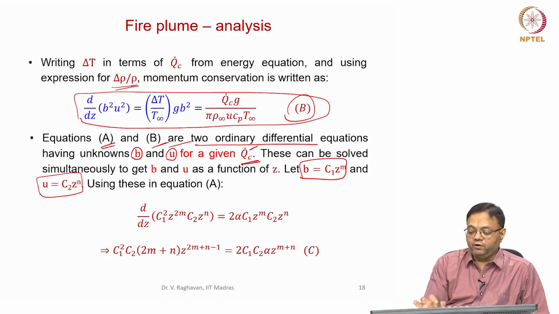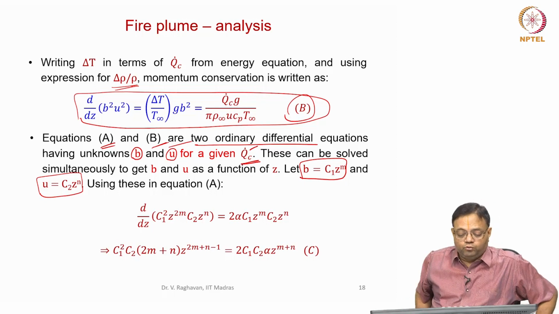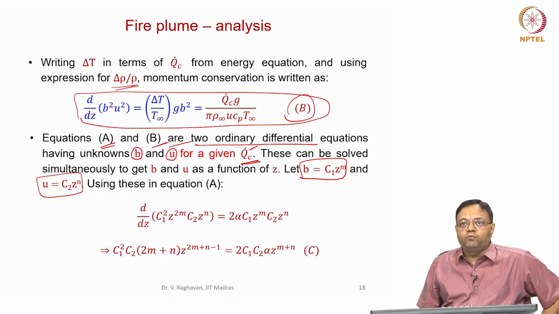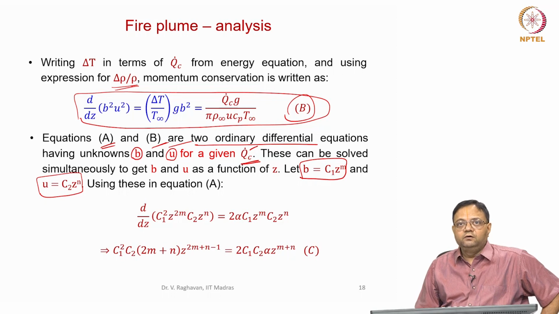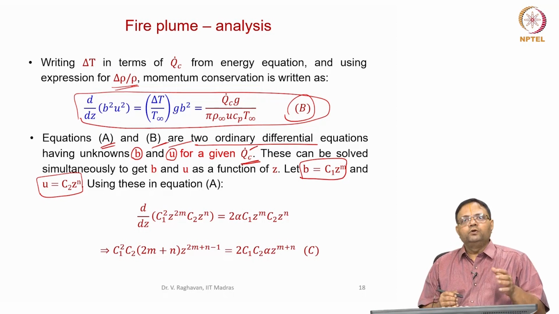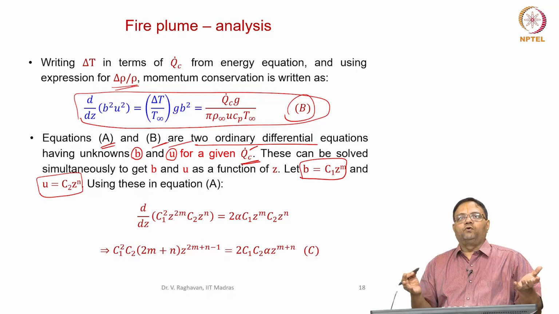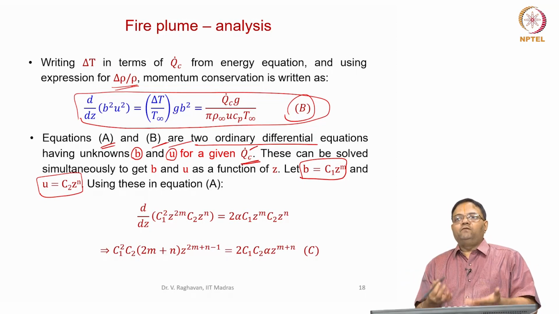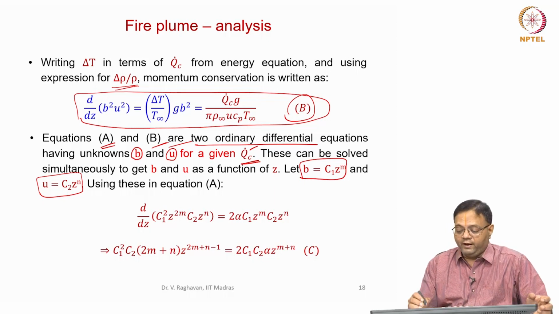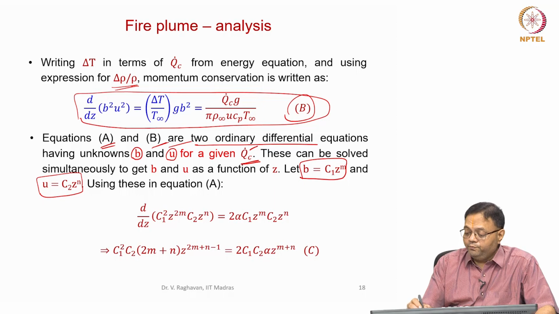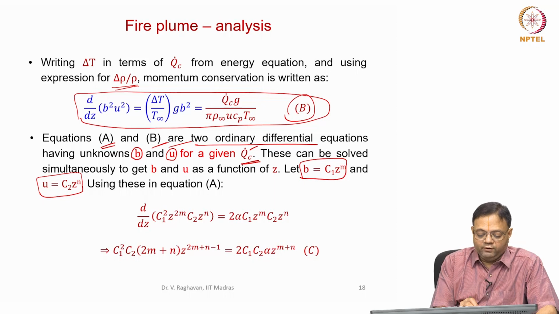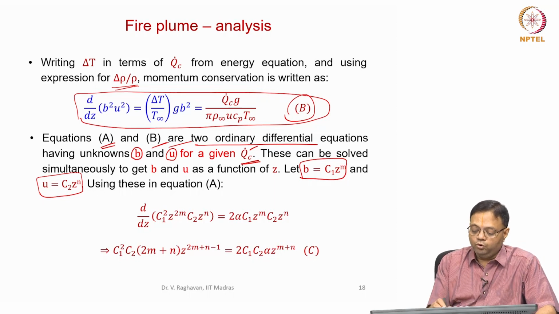So this is what I am trying to write, that the independent variables are what? Actually there is only one independent variable here, because we are trying to have no variation in the r direction. So in the r direction, the T or u is uniform, top hat profile you have used, no. So the only variable is z. So I write b, the plume radius, as C1 into z power m. Similarly, u as this.